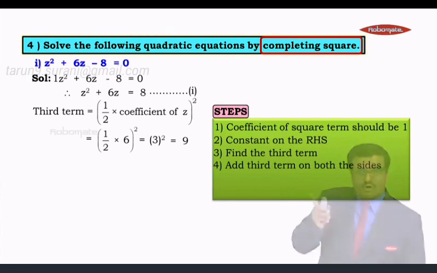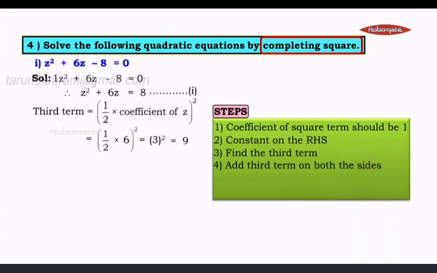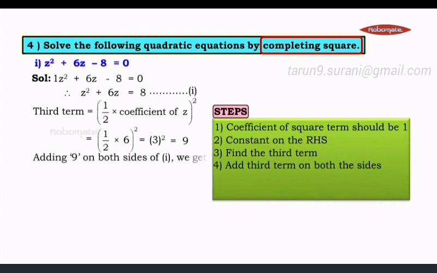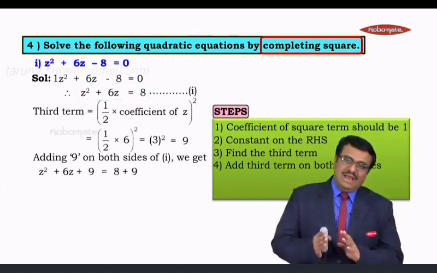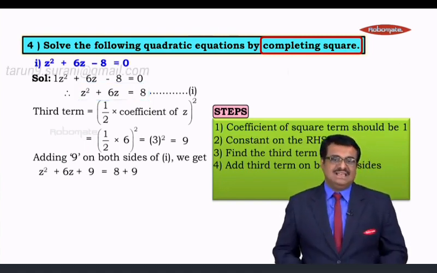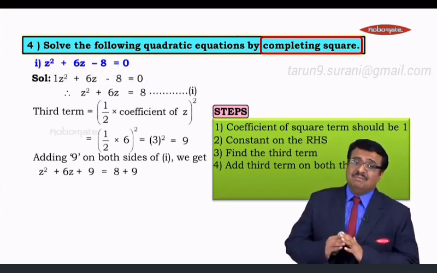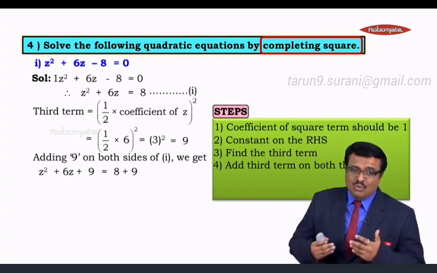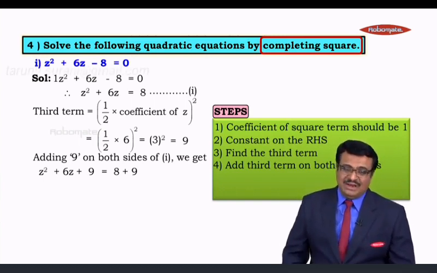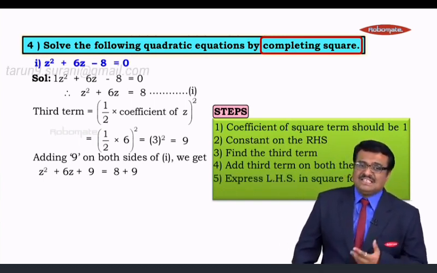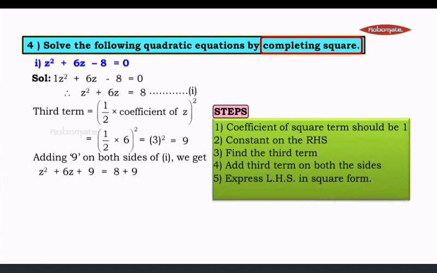Now the fourth step, what is the fourth step? Add this third term on both the sides. So let us add the third term to both the sides. So adding 9 on both the sides, we get z square plus 6z plus 9 is equal to 8 plus 9. We added 9 on both the sides. The moment you add this third term, the left side becomes a complete square. And how will you express it as a complete square? It's very simple. Express the LHS in the square form.